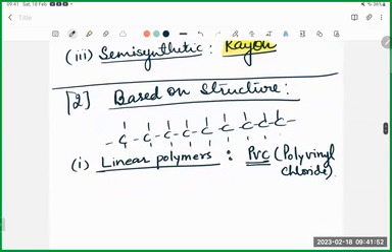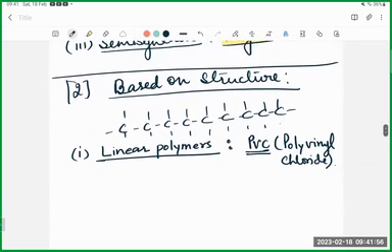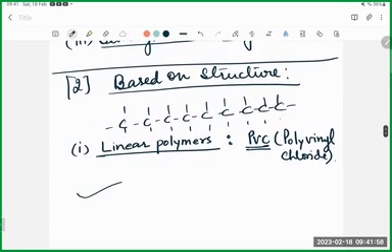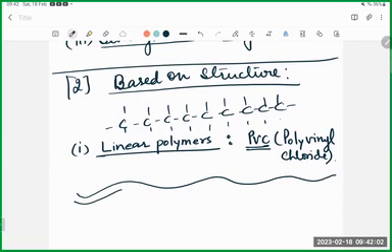So let me tell, here I have drawn the straight carbon chain, right? So when they go for polymerization, they will be like this. Is this clear, Hridaya? Yes, ma'am.